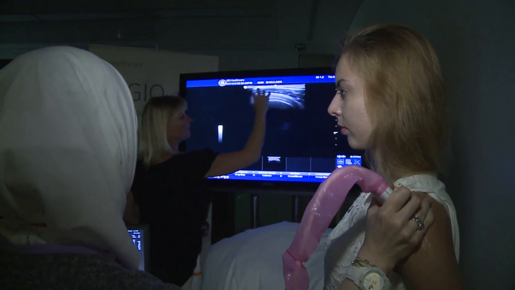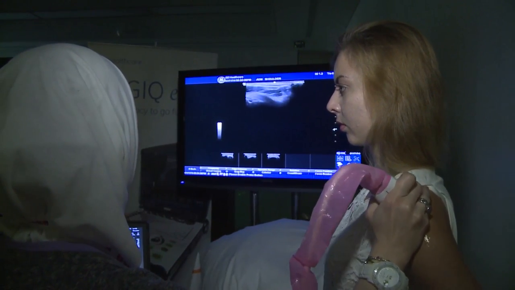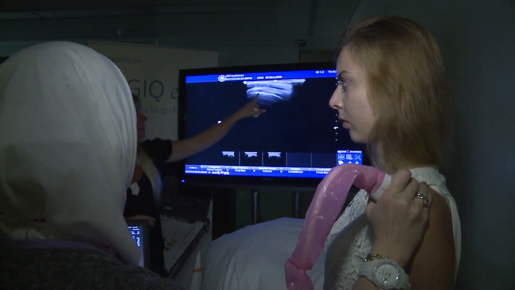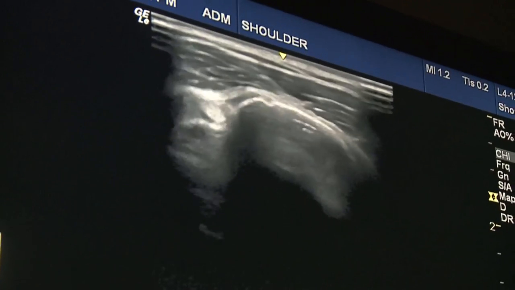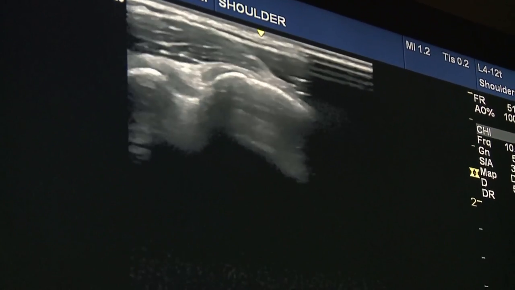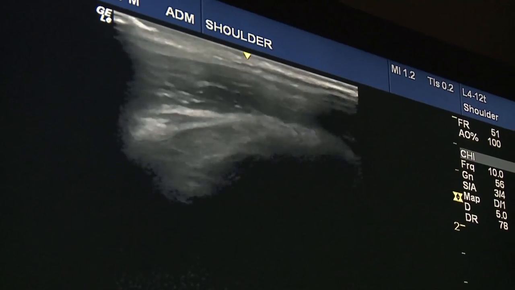And now if she brings her hand in front, now it will be long axis. Yeah, long axis, that's what you want to see. Now put your hand back in your pocket. And that's where you get most pathology, I would say, that gets missed, because it's a complex area.